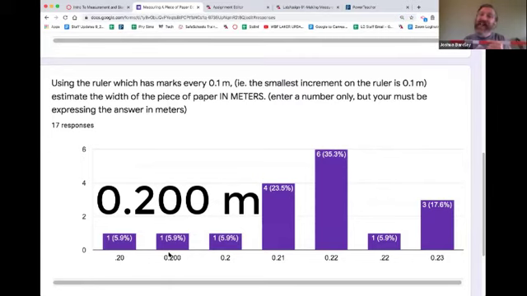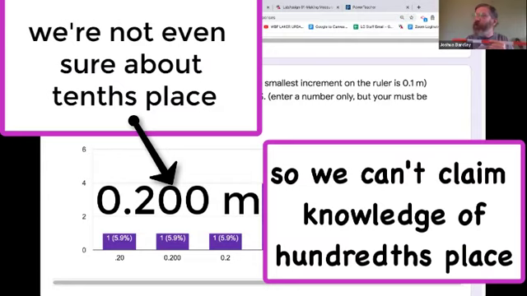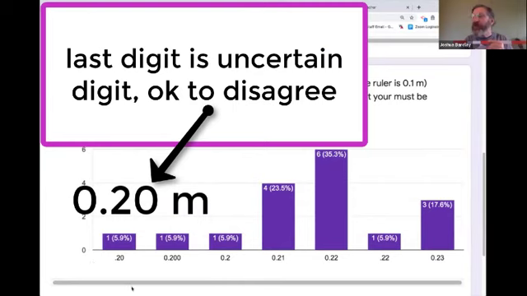0.200 is actually telling us something that we don't know. You see how we're not even sure if it's 0.21, 0.22, 0.23? You can't say 0.200. That means that you're certain about the zero and you're only uncertain about the last zero. 0.20 I would actually accept, even though I don't agree with it. It is saying that we know it up to this hundredths place.